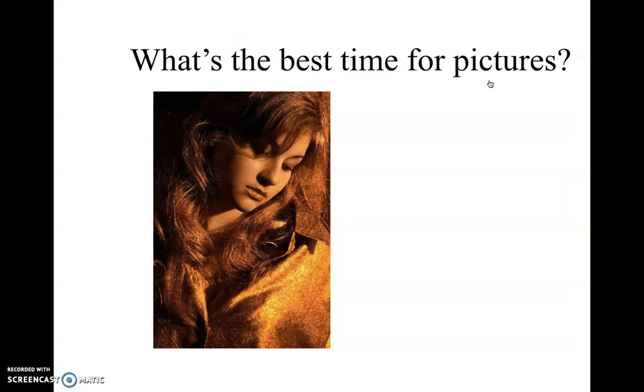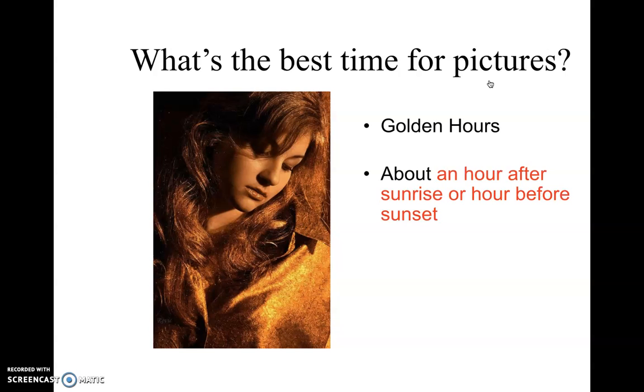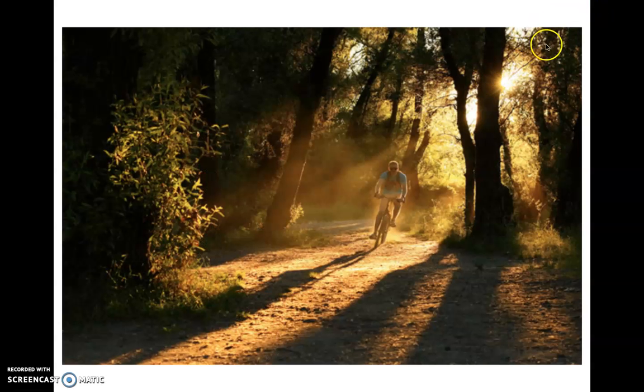Do you have any idea of what time of day is the best time to take photos? Well, most photographers will tell you there's a time called the golden hour. And this is a magical time about an hour after the sun rises or about an hour before the sun sets, when the light is low in the sky and it throws this beautiful golden light. Golden hour looks like this, these long shafts of light. It's just beautiful.